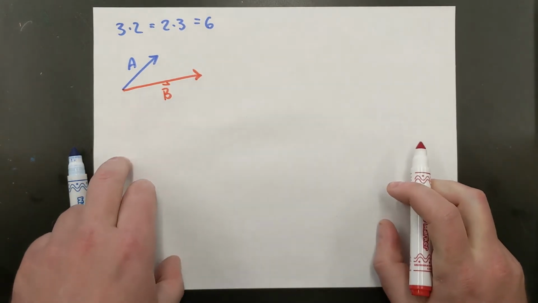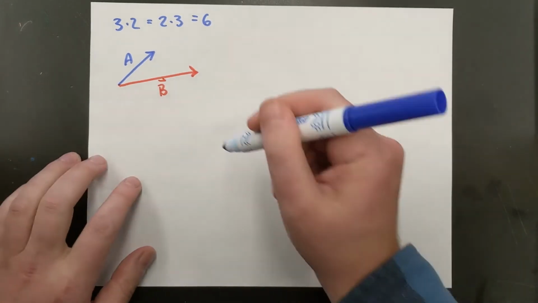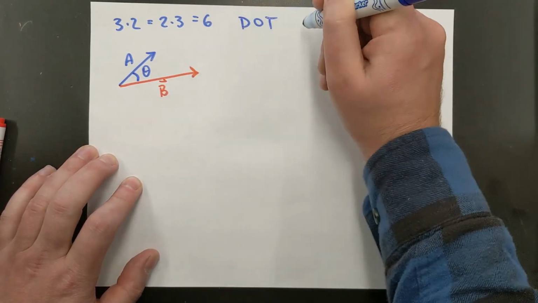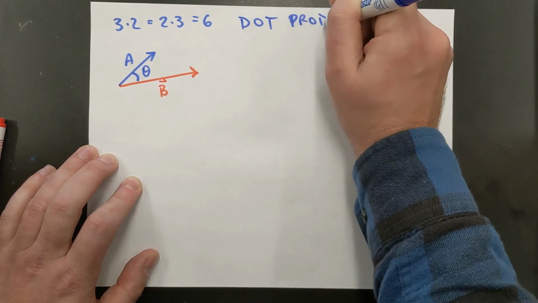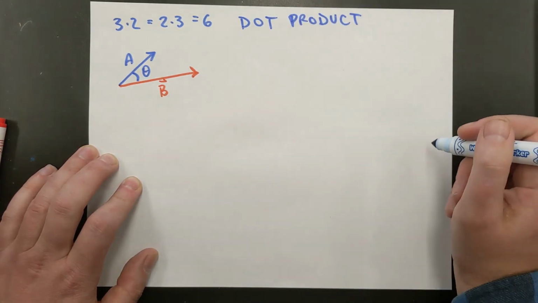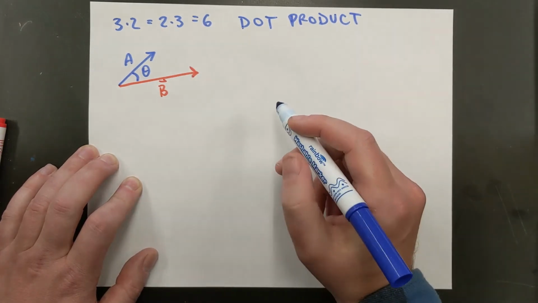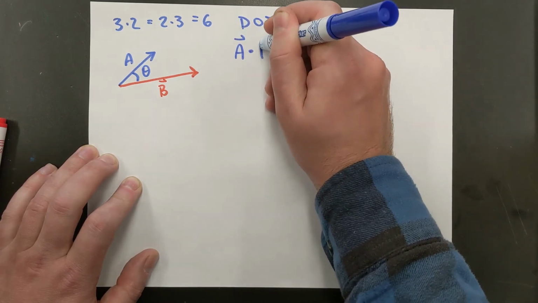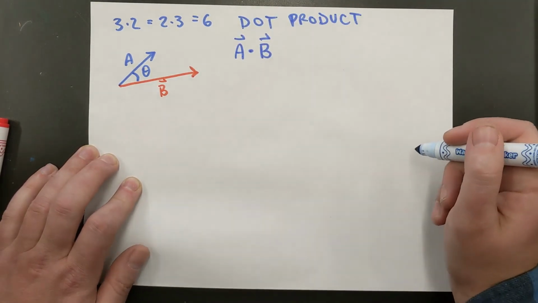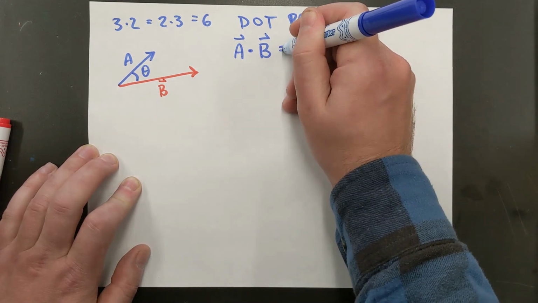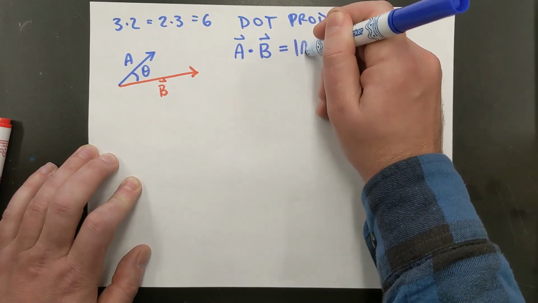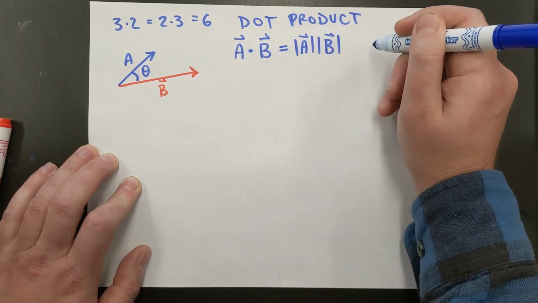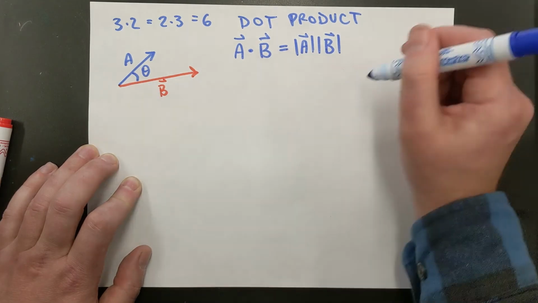Well, there are a number of ways we could define multiplication in that case, and the one we're going to talk about today is often called the dot product. Product because it's multiplication, and dot because we use a dot to represent it. So here's the definition of dot product. A dot B can be calculated in a couple different ways. A dot B can be the magnitude of A times the magnitude of B times the cosine of the angle between those two.